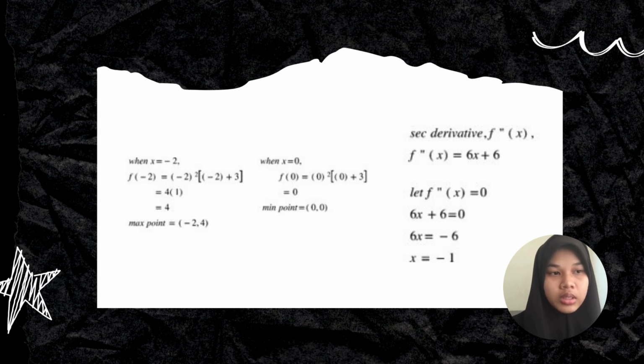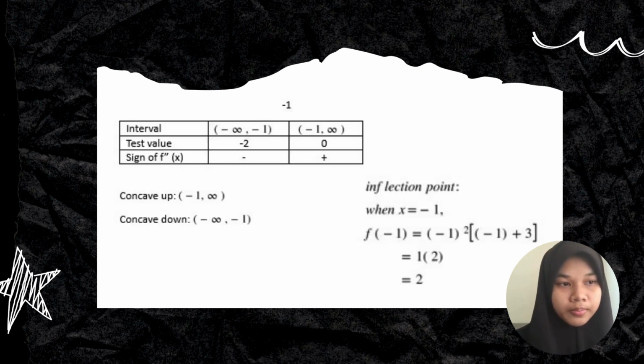Step 7 is to find the second derivative, which is 6x plus 6, and let it be equal to 0 to get the inflection value. The inflection value will be -1. Step 10 is to make the second derivative table. It is the same as the first derivative table, but the test values need to be substituted in f double prime x. If the sign is negative, the graph is concave down, and if positive, the graph is concave up. The last step is to determine the inflection point by substituting x equal to -1 into the original function, and we will get 2.